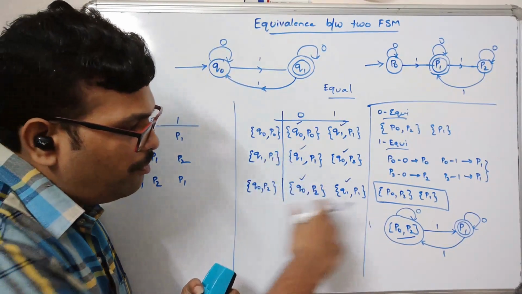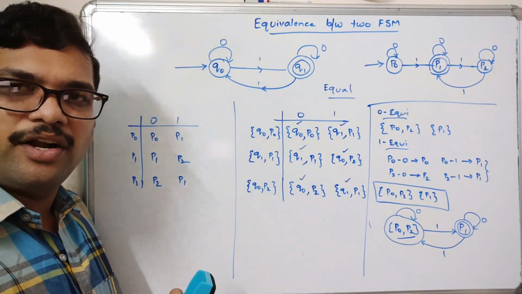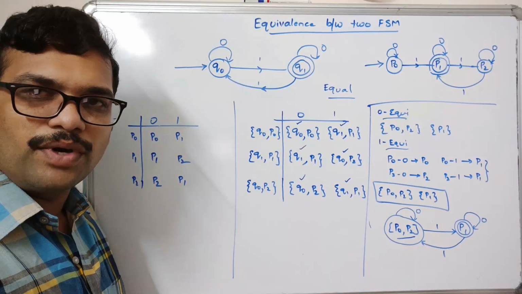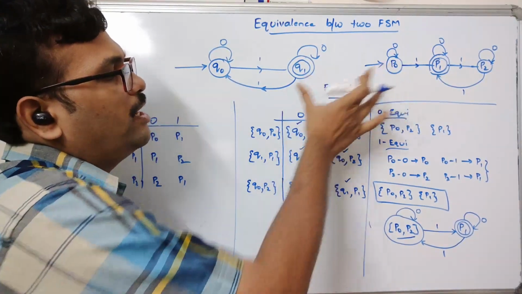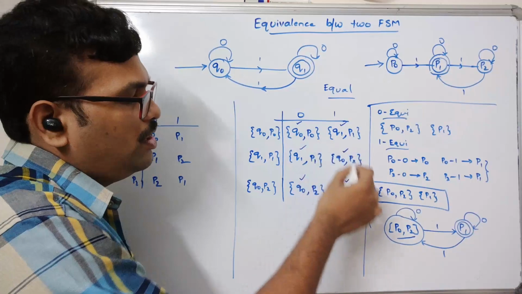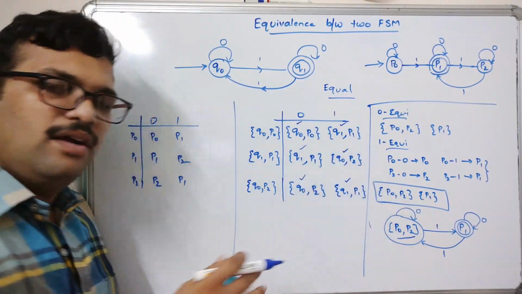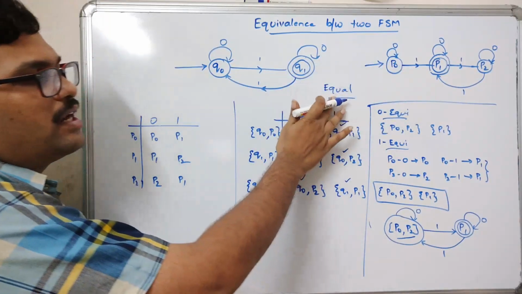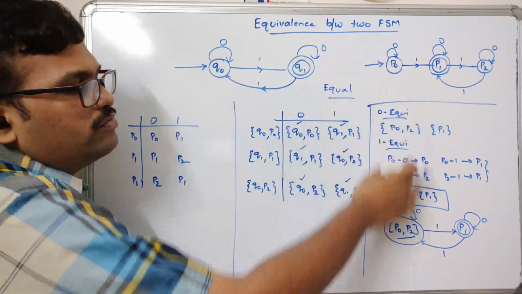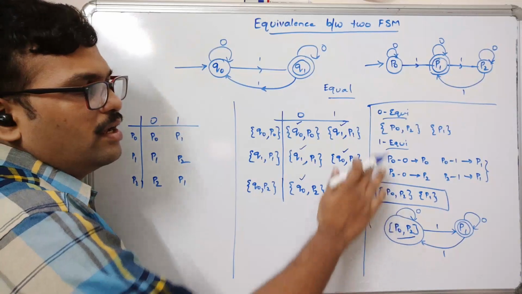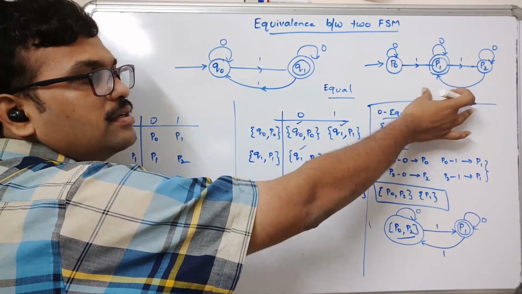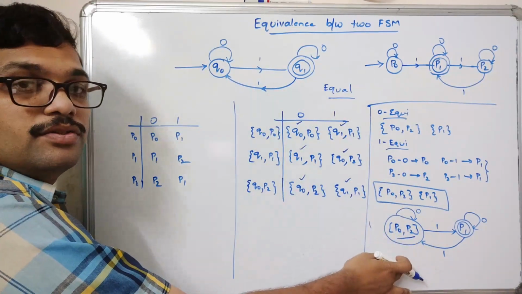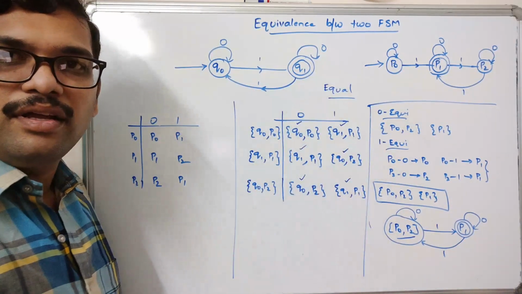If there is no combination of final and non-final states, that implies both finite state machines are equal. So in these two diagrams, we find that all the sets contain only final states or only non-final states. That means both the FSMs are equal. I have just traced it. I minimized this finite state machine and we got the same finite state machine. That's why both are equal.